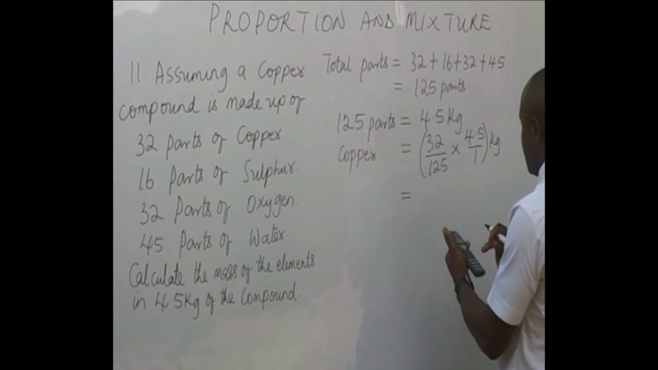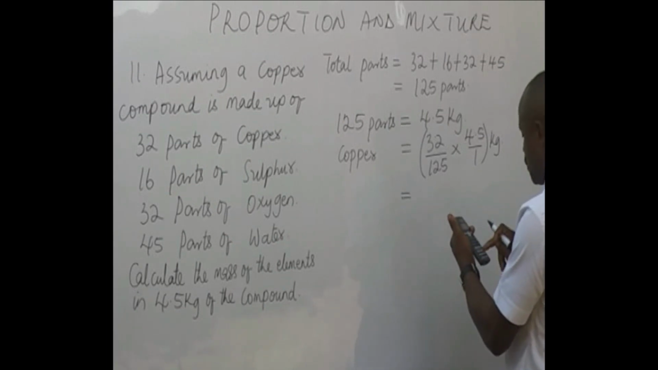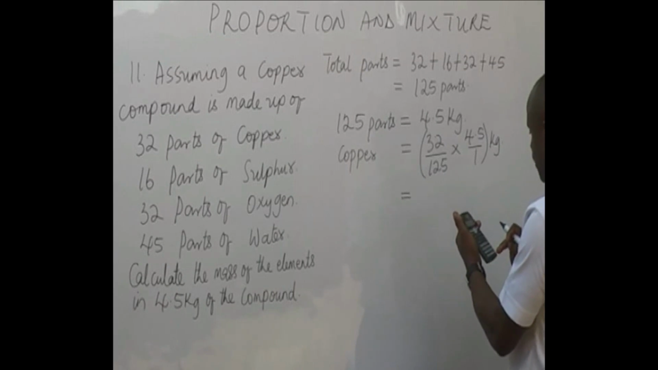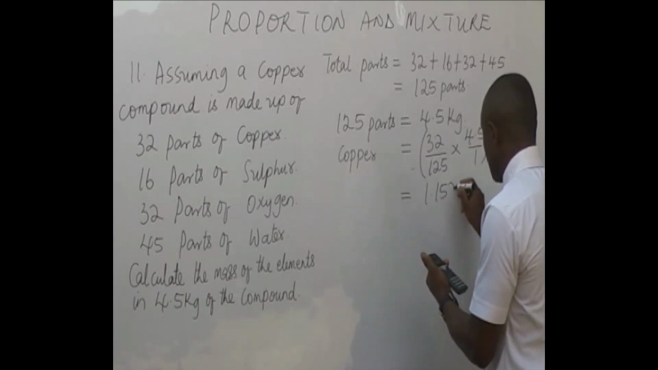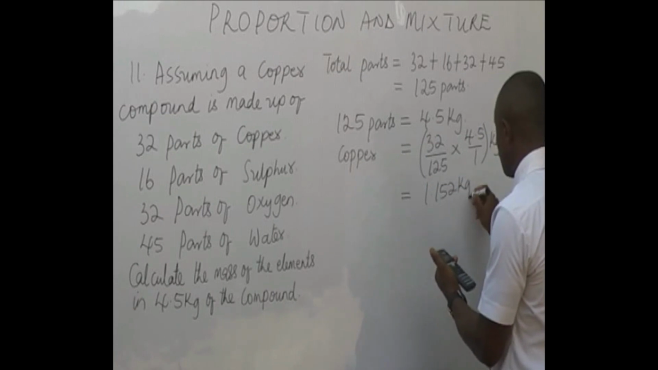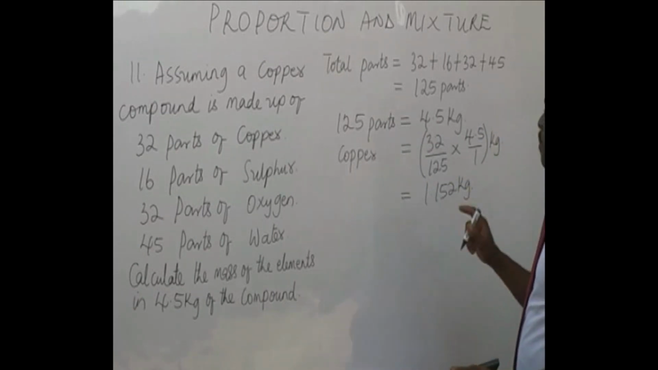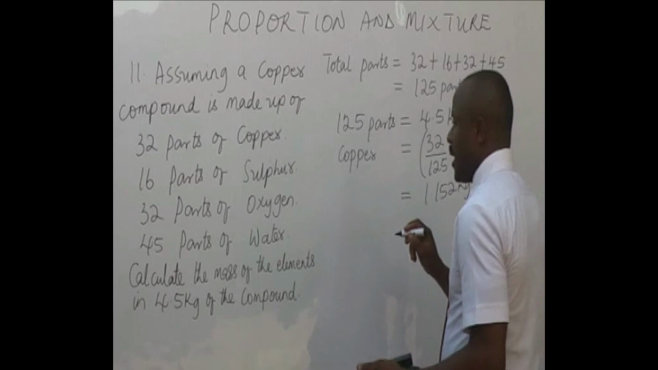Let's multiply and divide out. 32 times 4.5 divided by 125 is giving me 1.152 kilograms. So this is the mass of copper in the compound. Now sulfur.